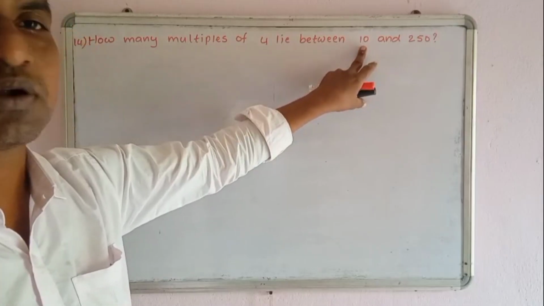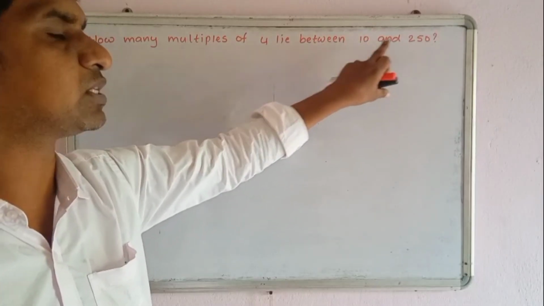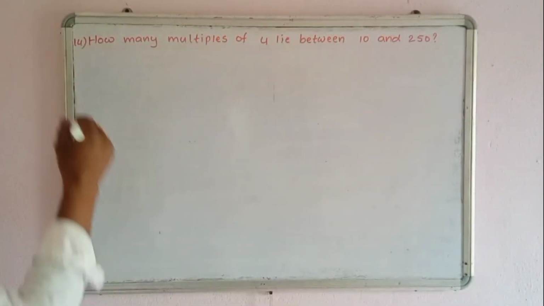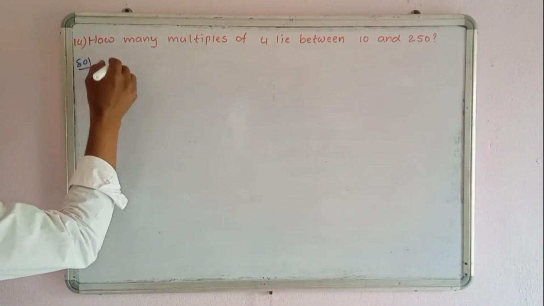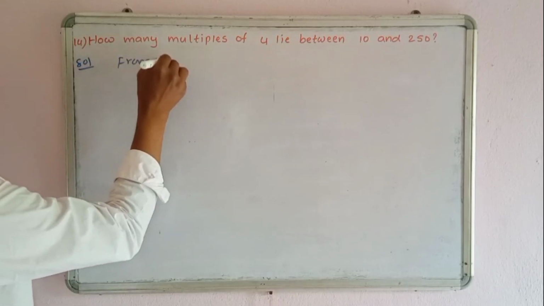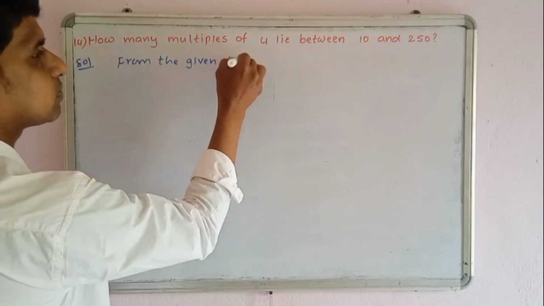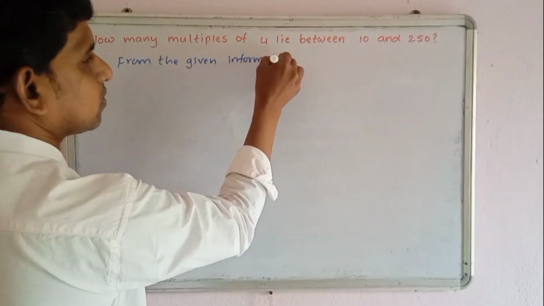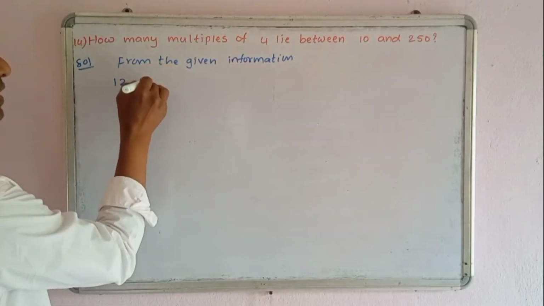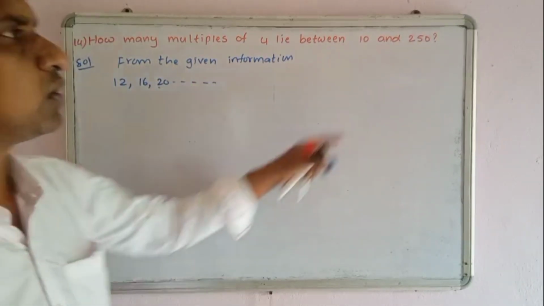10, is it a multiple of 4? No. Next number is 11, is it a multiple of 4? No. Next number is 12. So 12 is a multiple of 4, so the first number is 12 from the given information. First multiple is 12. So next 16, next 20, and so on.